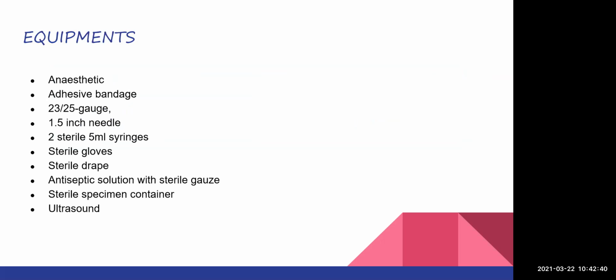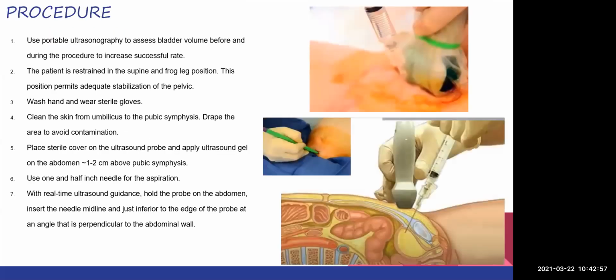Equipment needed are anesthetics, adhesive bandage, 23 or 25 gauge, 1.5-inch needle, 2 sterile 5 ml syringes, sterile gloves, sterile drape, antiseptic solution with sterile gauze, sterile specimen container, and ultrasound. Use portable ultrasonography to assess bladder volume before and during the procedure to increase the success rate. The patient is restrained in supine and frog leg position. This position permits adequate stabilization of the pelvis.